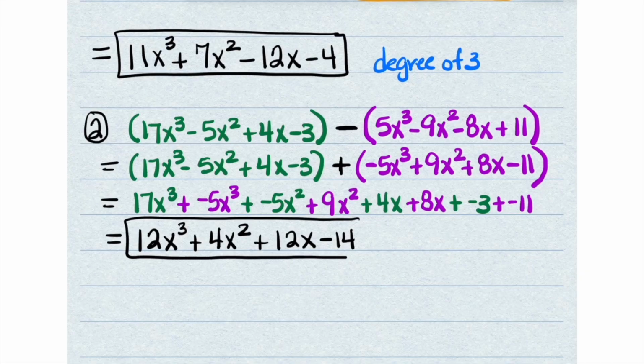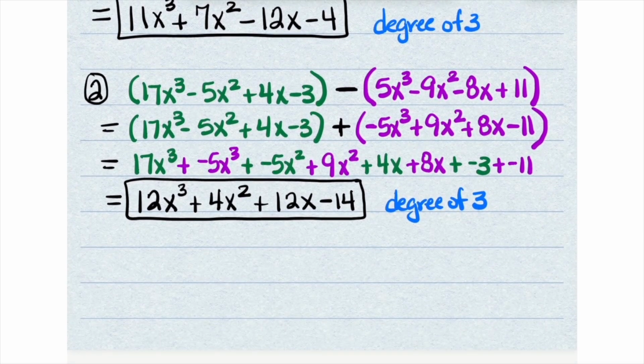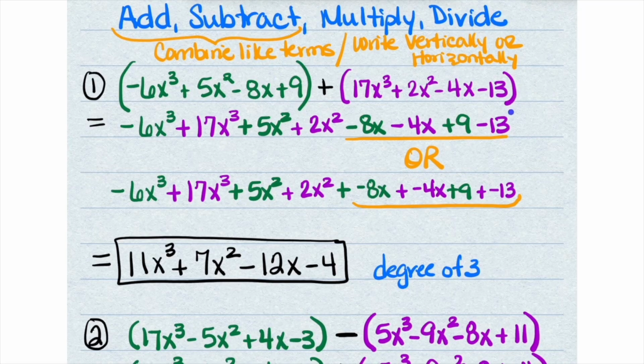Cool beans. And what's the degree of this polynomial? Good. It has a degree of 3 because this is the largest term. Very good. I hope this is making sense. Okay, so that's with addition and subtraction. With addition and subtraction, you're combining like terms, okay? And then you can either leave the minuses like that, or you can change it to plus and attach the minus right next to the term.